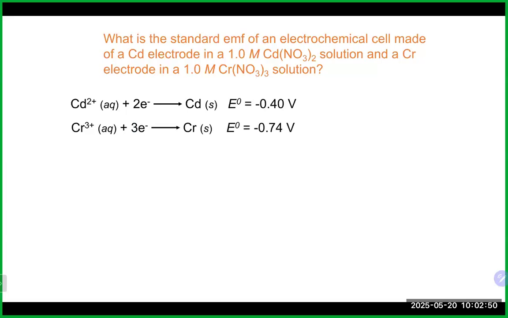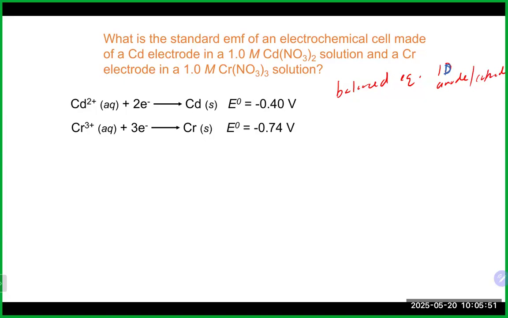All right, so why don't you try one here? What is the standard EMF for this cell? Basically our cell voltage. Why don't you also write the balanced equation and ID the anode and the cathode, right? Okay, let's take a look.